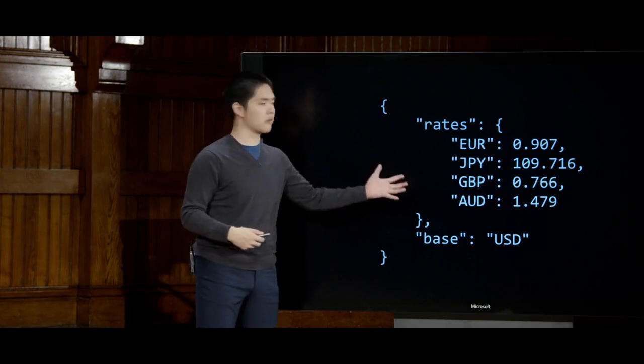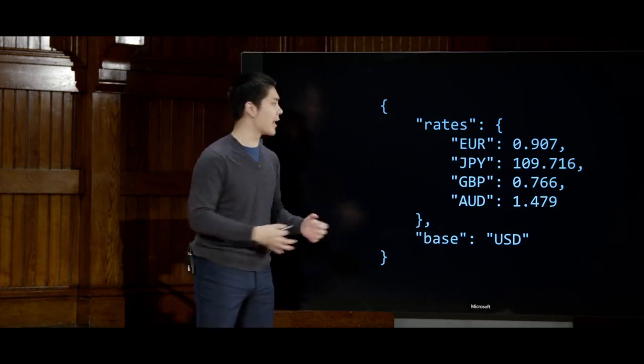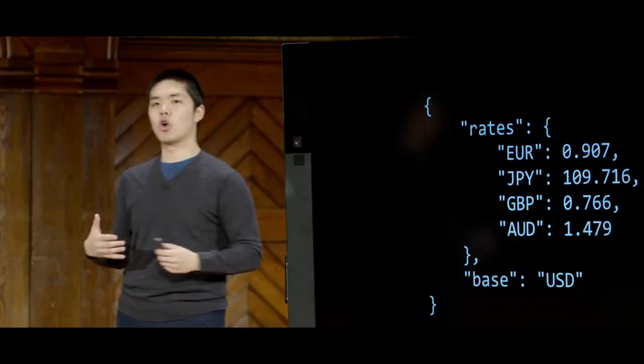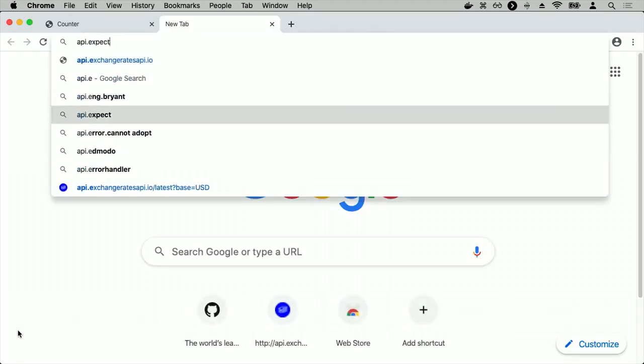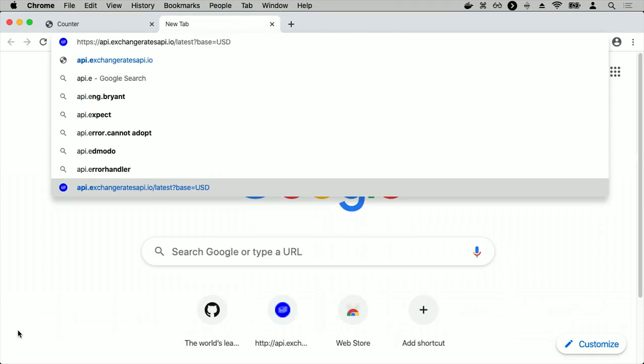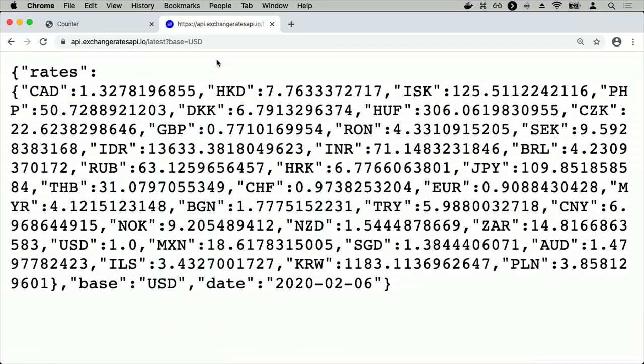And so long as the person providing this data to me and I both know what this structure is, we can begin to write programs that are able to use that data. And so we'll now see our example of an API, which is exchangeratesAPI.io. And if we go to api.exchangeratesAPI.io/latest and provide a GET parameter of base equals US dollars, then what we get back is data that looks like this.